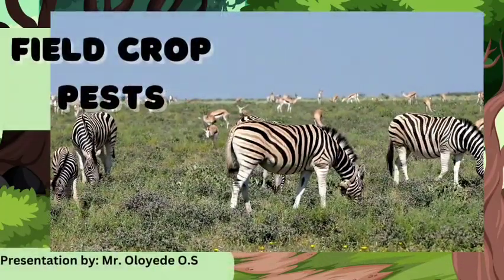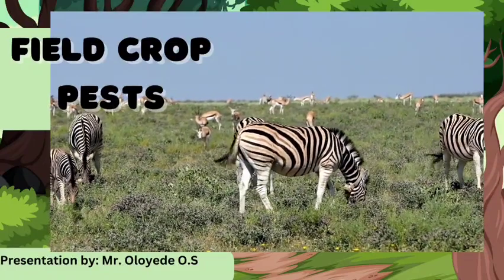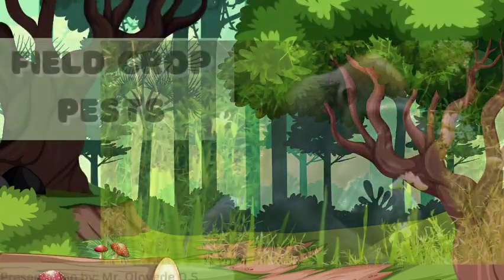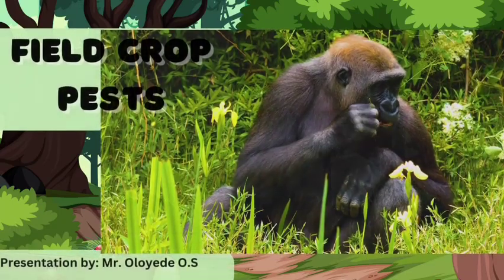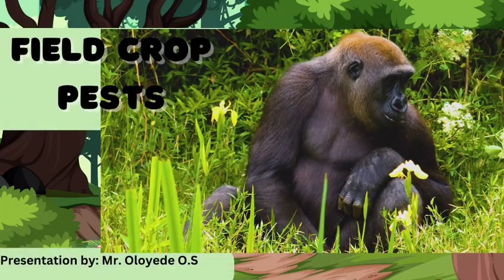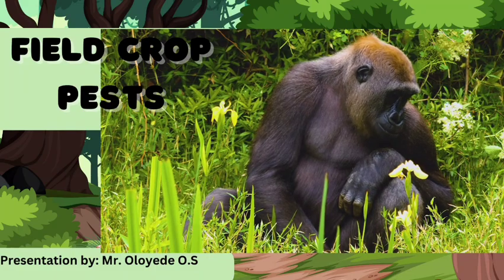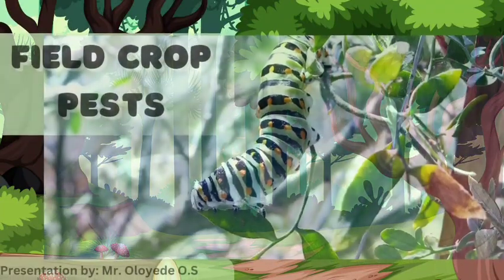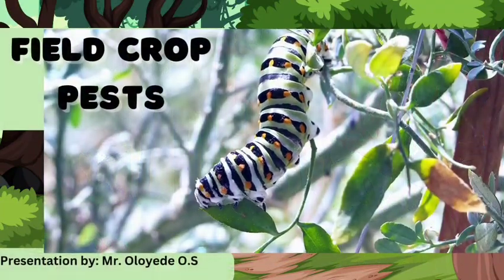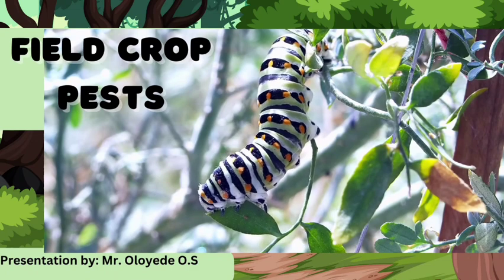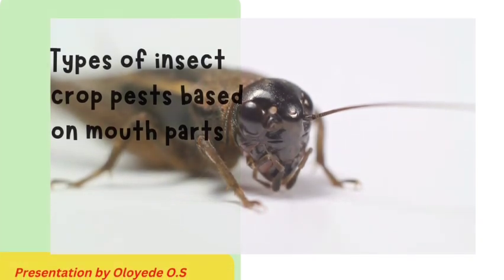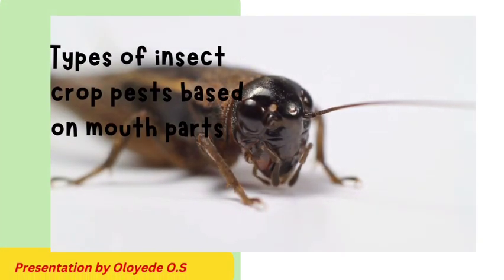Now, the next one is field crop pest. Field crop pests, as the name implies, are pests or living organisms that affect crops while the crop is still on the field. So they rarely have much effect when the crop product is in the store. A typical example of field crop pest is the gorilla. We have most insect crop pests like the caterpillar, the armyworms, the termites, crickets. They are all examples of field crop pests. And it will amaze you to know that elephants are also crop pests, but those are large mammalian herbivores.